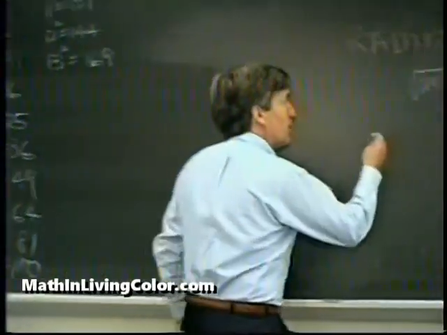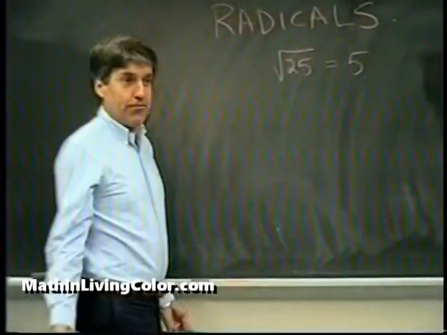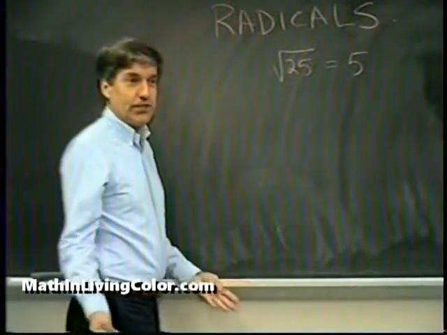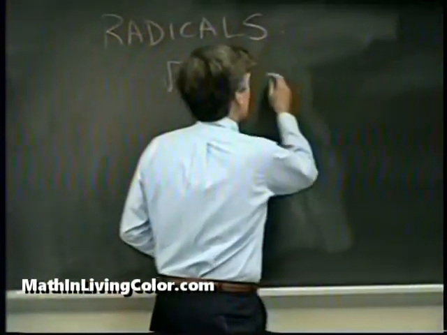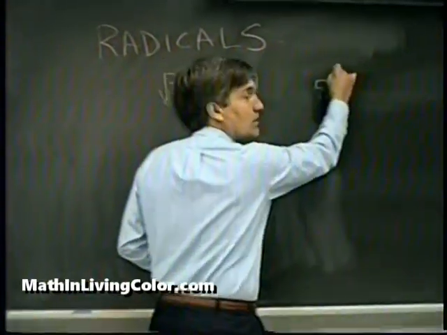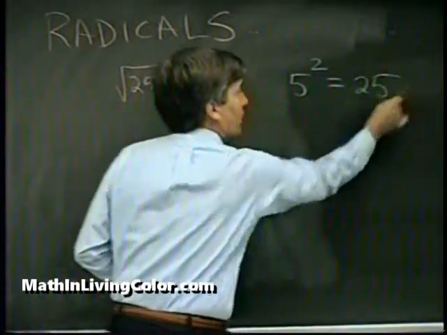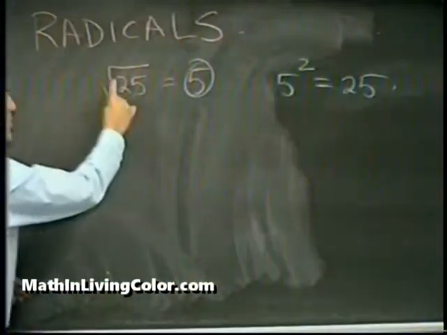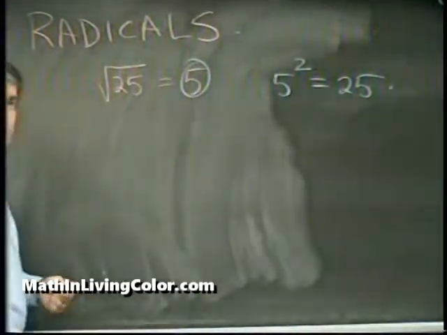Okay? Now, when we said the square root of 25, everybody said 5. But how do you know that it's 5? What would you have to do in order to check this? You'd have to say 5 squared is 25, right? In other words, the square root of 25 is 5 because 5 squared is 25.